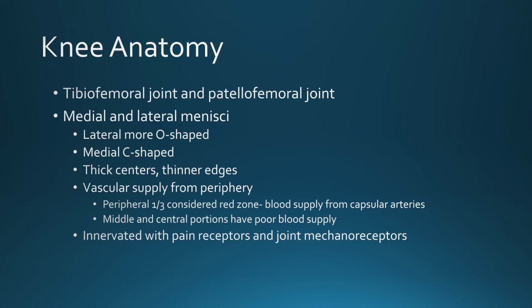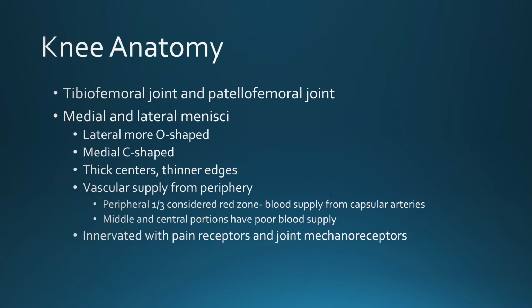So in reviewing the knee anatomy, we have the tibiofemoral joint and the patellofemoral joint. We have medial and lateral menisci that are found on the tibia and provide greater contact area for the femur while helping to create more of a concavity. They assist with joint gliding, they limit hyperextension, and they give support to the weight-bearing surfaces of the joint.